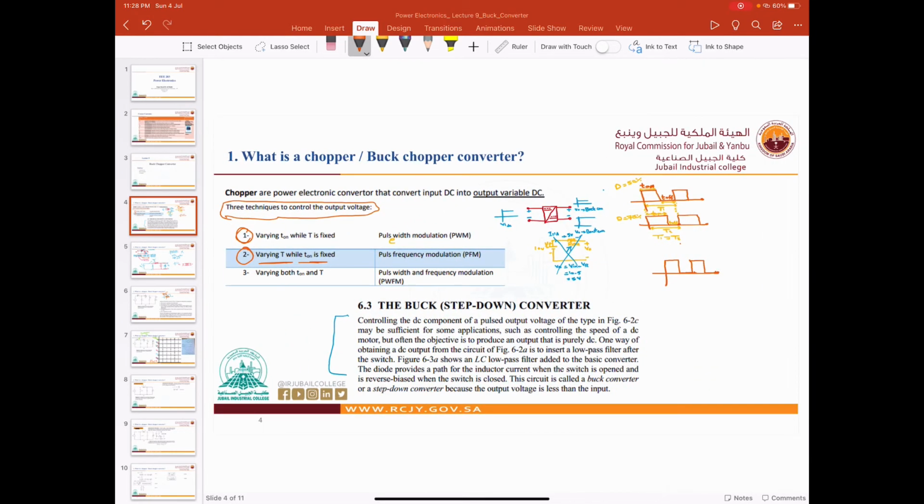Now let us see when we are varying T. Now this is T. Now let me vary T. Now for one period we have many cycles. Let's just do it here. So this is on, this is off, this is on, this is off, this is on. Okay, so this is one period.